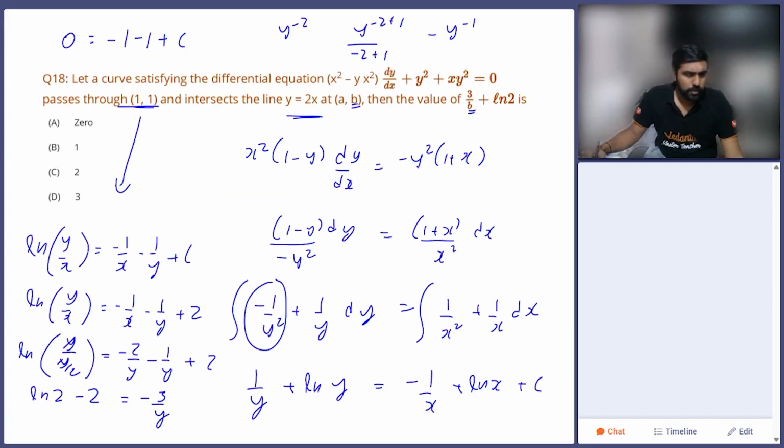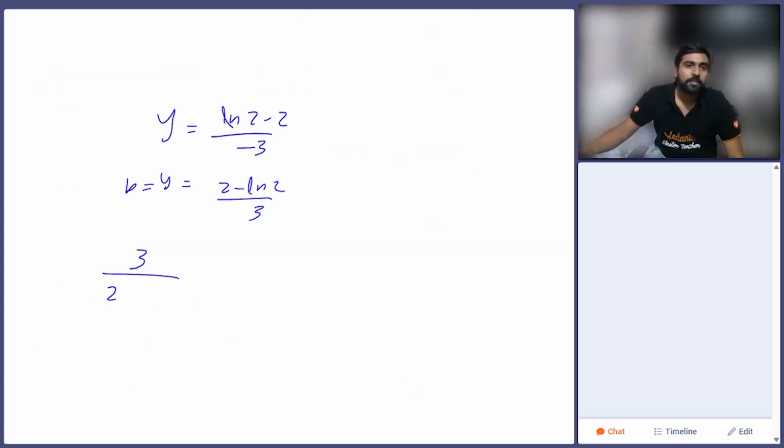Have we missed something over here? Oh yes, y will be equal to 3 upon 2 minus ln 2. We have written it in the opposite fashion. This is minus 3 divided by ln 2 minus 2, right? Minus 3 divided by ln 2 minus 2. So this will become 3 upon 2 minus ln 2.